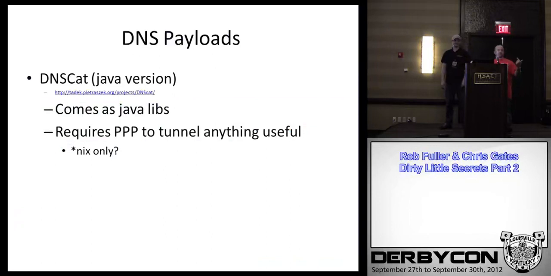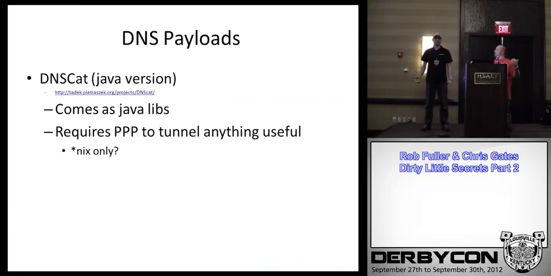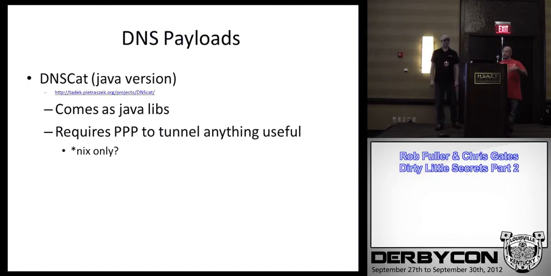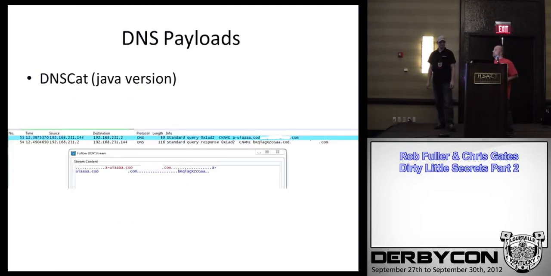DNScat, anybody seen this? The Java version comes as Java libs. It's actually fairly straightforward to get working. The problem is all it does is echo. You can chat between two hosts. To actually do something useful, you've got to write some code to call an exec method, or on the website it says you want to do a point-to-point tunnel through there, which basically makes it Unix only. So not so useful.